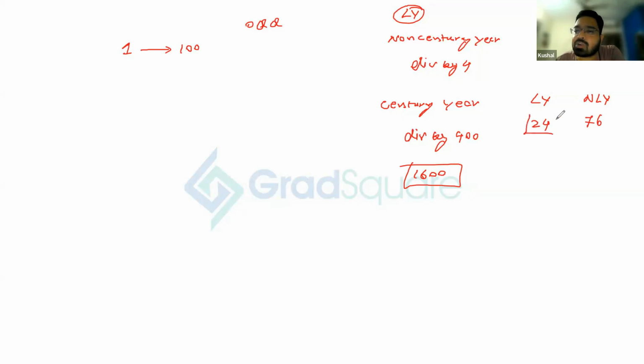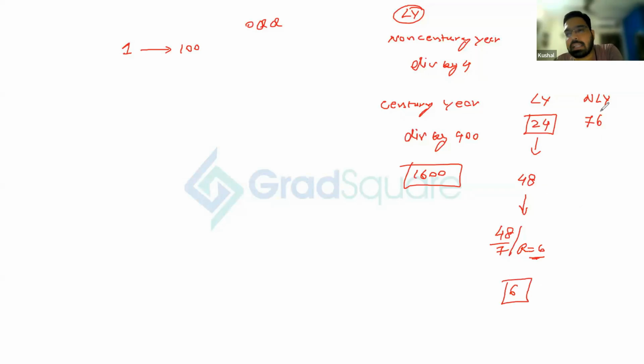A leap year has how many odd days? 2 odd days. So 24 leap years will create how many odd days? 48 odd days. Clear? Now, 48 odd days put together will have how many effective odd days? 48 by 7, the remainder will be what? 6. So these 24 leap years put together will give me 6 odd days.